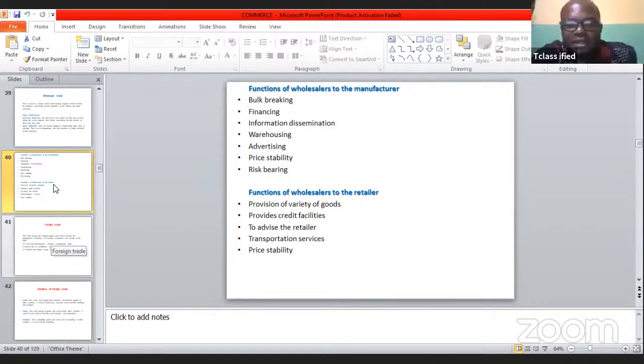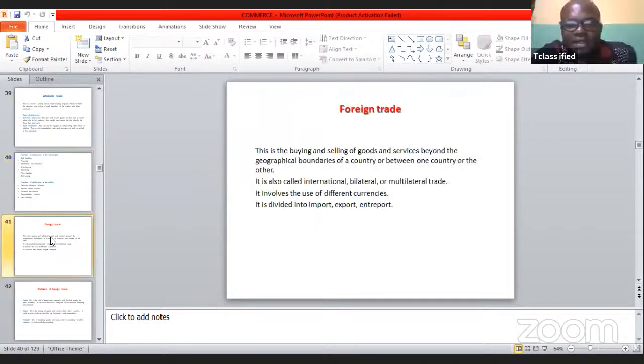So what is foreign trade? This is the buying and selling of goods and services beyond the geographical boundaries of a country, or between one country and another. So whenever there is trade between one country, like Nigeria selling crude oil to other countries like China, that is foreign trade. But if you're selling down in Abuja, between one Abuja retailer and a consumer, that is local trade. It is also called international, bilateral, or multilateral trade.